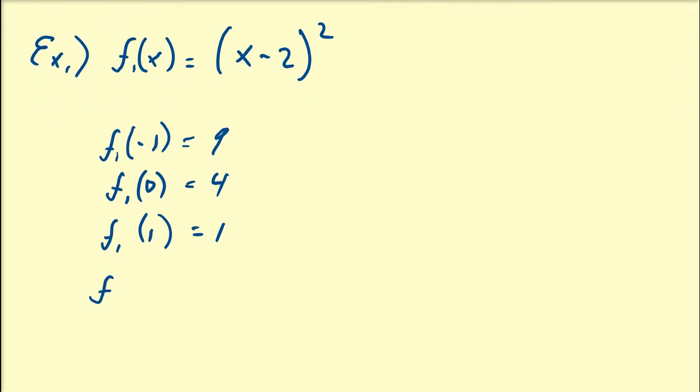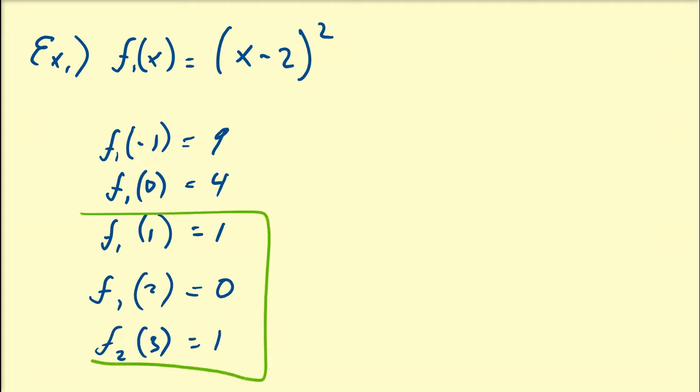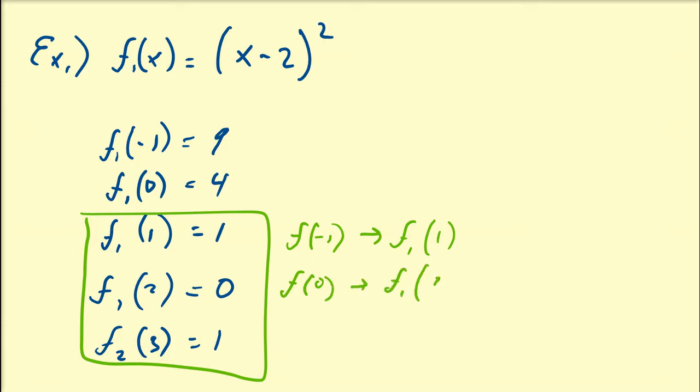So if we consider going onwards, f of 2 and f of 3, so 2 minus 2 squared is going to be equal to 0, and 3 minus 2 is 1 squared is going to be equal to 1. So notice that my points that I had originally are located here. Notice f of -1 has moved to f of 1, f of 0 has moved to f of 2, and f of positive 1 has moved to 3.